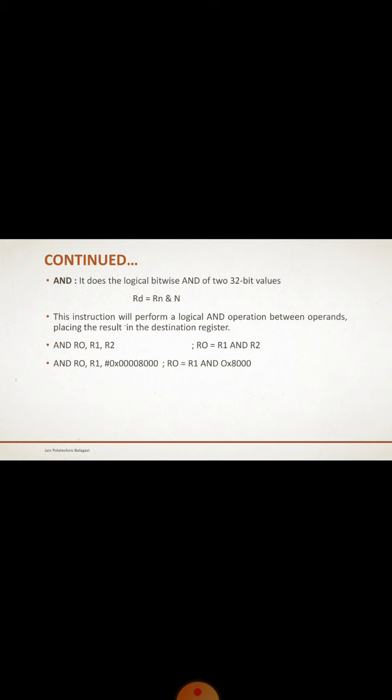AND R0, R1, #0x000800. In this, R1 is ANDed with the immediate value and then the obtained result is stored in destination register R0. AND R0, R2, R3 LSL #1. In this, R3 is shifted to the left by one position, then it is ANDed with R2 and the obtained result is stored into R0.